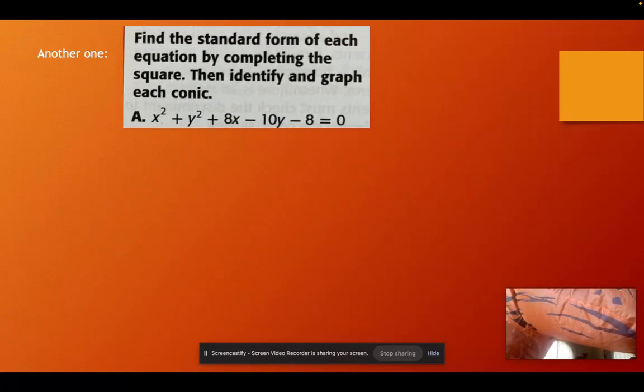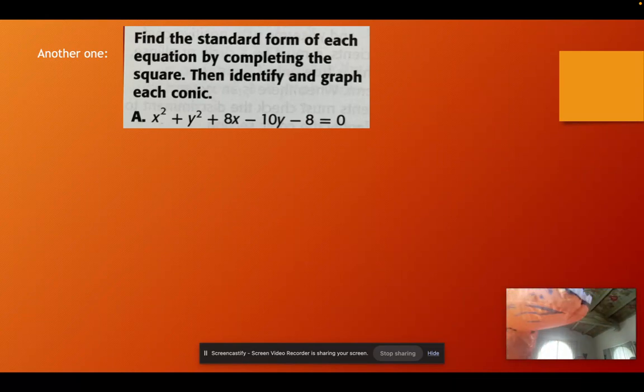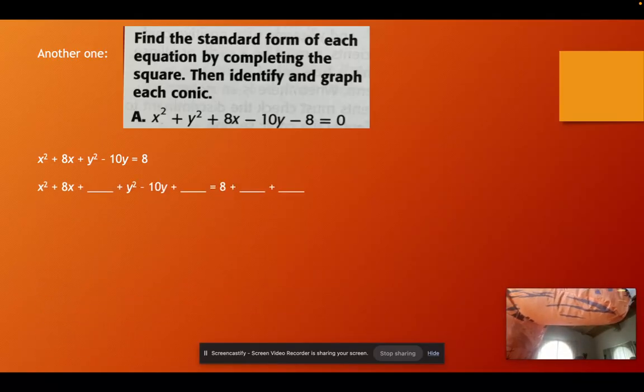Okay, another example. Find the standard form for each equation by completing the square. So we know that this is a circle because we have an x squared and a y squared. They're both positive, they both have ones out in front. So what we're going to want to do is organize the problem: get all the x's together, y's together, and the constant to the other side of the equal sign. And then we're going to set it up to complete the square twice.